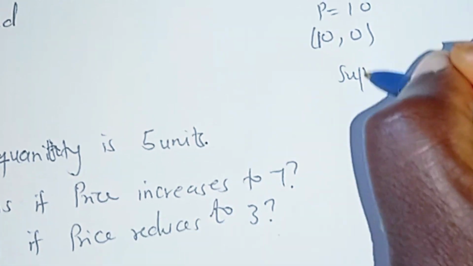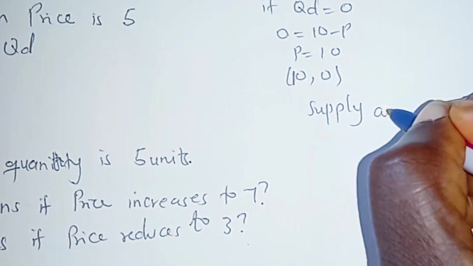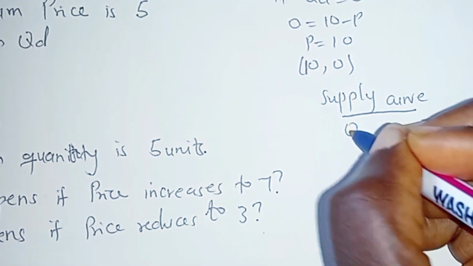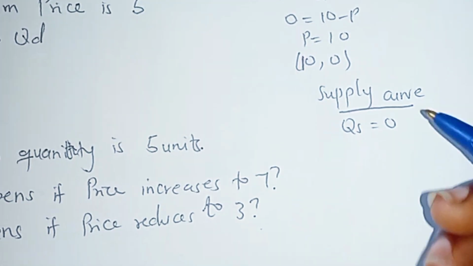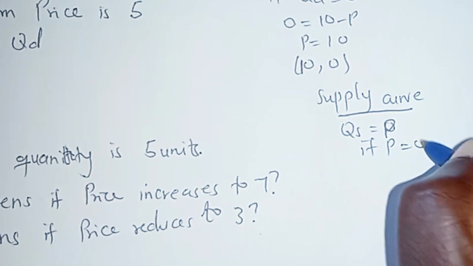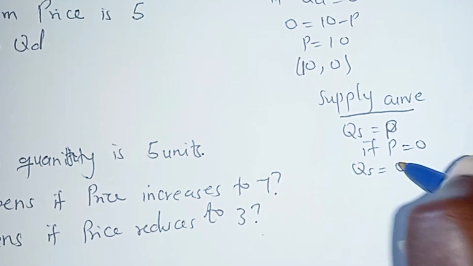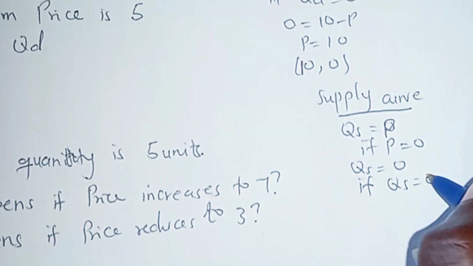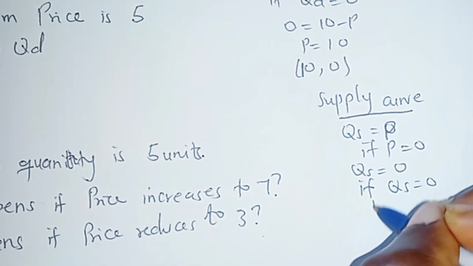So QS is equal to P. What is Q if P is equal to 0? Q is 0 if P is equal to 0. And what is P if Q is equal to 0? So our Q is also 0, our P is also 0. So our points for our supply curve are (0, 0) and (0, 0).